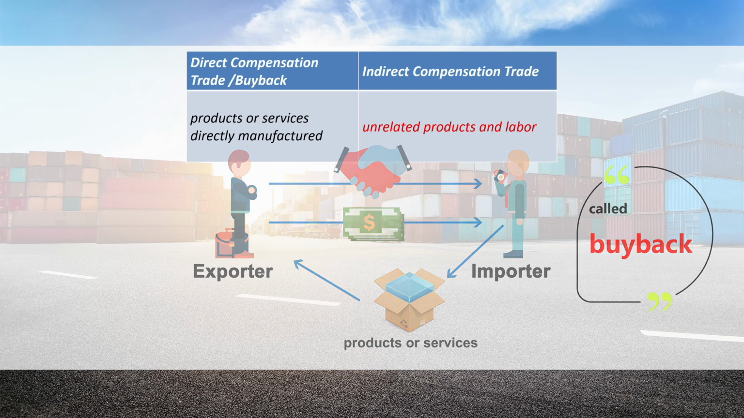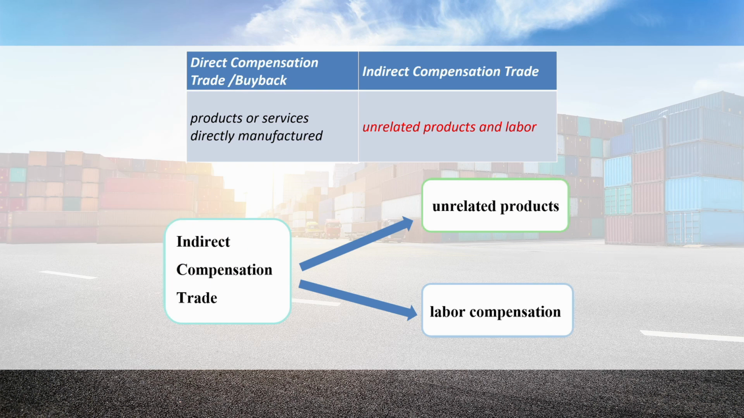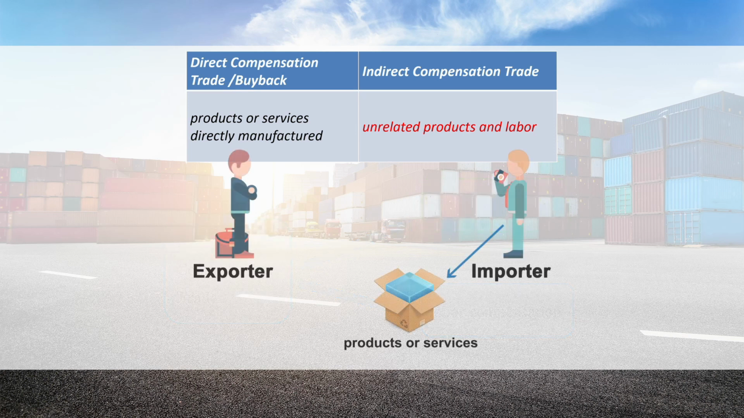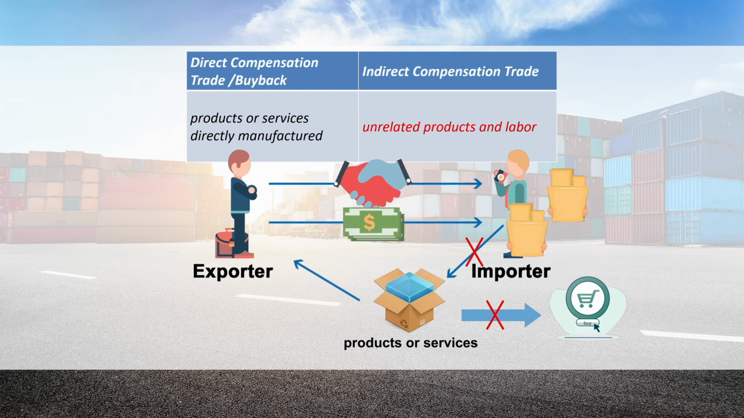In the indirect compensation, we can see that it can be divided into unrelated products compensation and labor compensation. When the equipment exported cannot be used to manufacture products, or the products manufactured directly by the equipment are not needed or are not marketable in the international market, the equipment supplier can counter-purchase other products as the substitute.